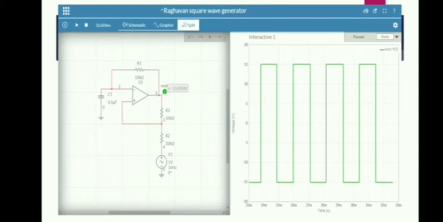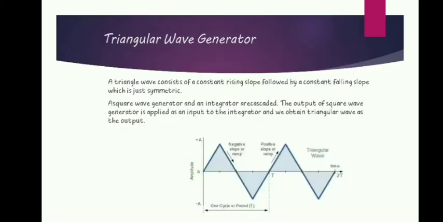This is a simulation I have performed in Multisim. I have given the connection as explained before, and on the right side it is the output waveform, which is the square wave generator. Now we will move on to the second one, triangular wave generator.